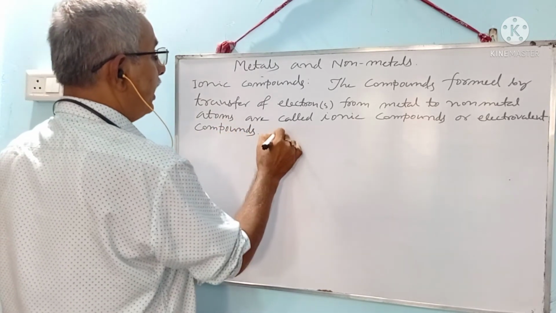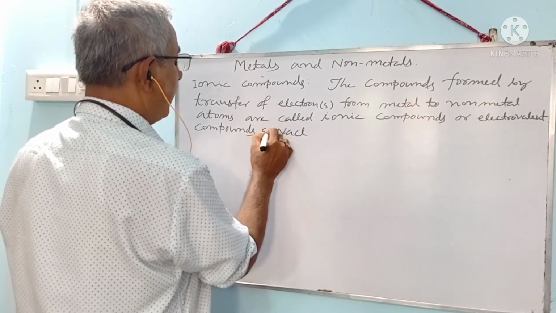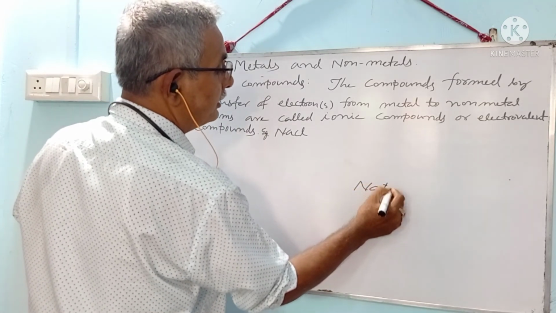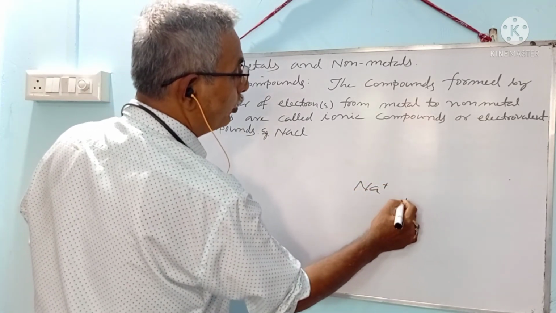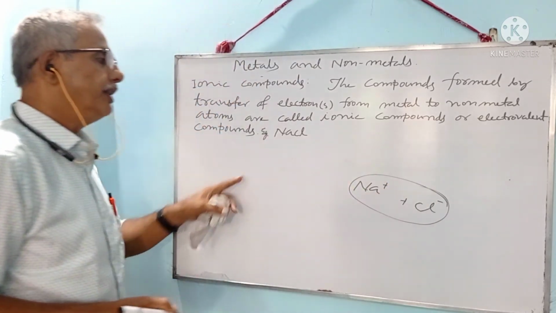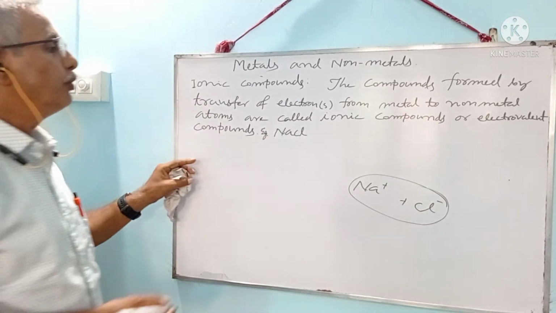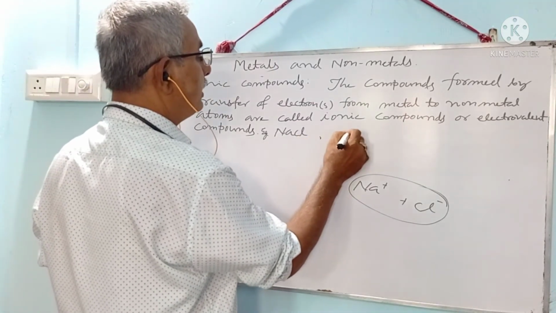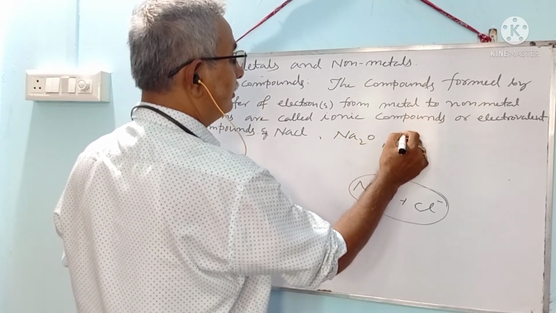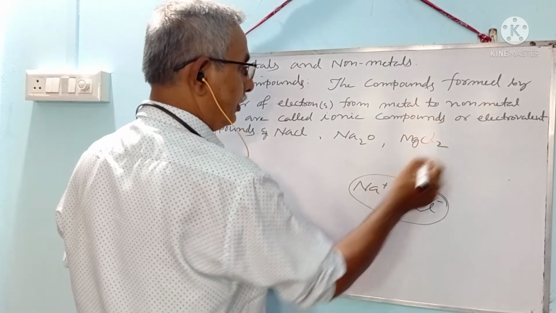Example, NaCl. You see, NaCl, how has it been formed? This is the positive ion, and chlorine is what? Negative ion, and between the positive ion and negative ion there is the formation of NaCl. So it is an ionic compound. You can take sodium oxide also, magnesium oxide also you have seen, or magnesium chloride you have seen, etc.